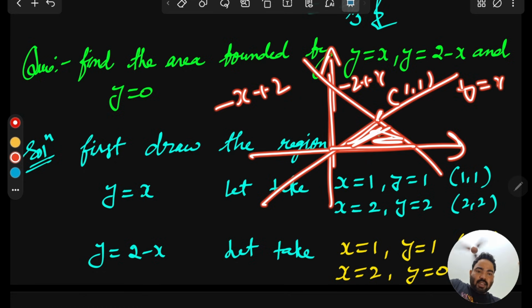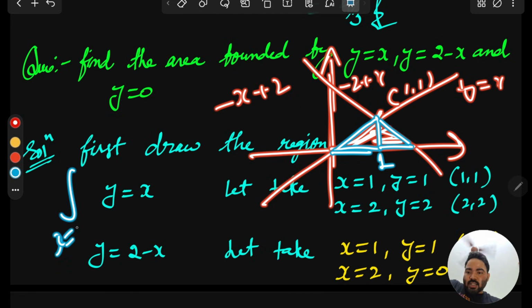And see, if you're going to find out the region, then from here to here this is different, and from here to here this is different. Why is this different? Because from here to here x is 1. So if you are taking x as a constant, then x is moving 0 to 1 in this region, and you have to draw x constant, which means a vertical strip.